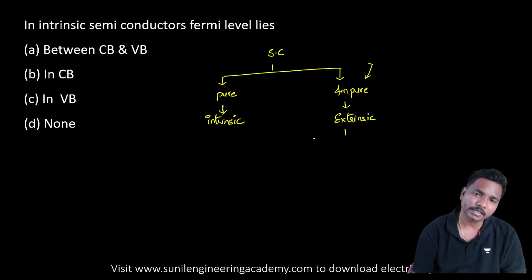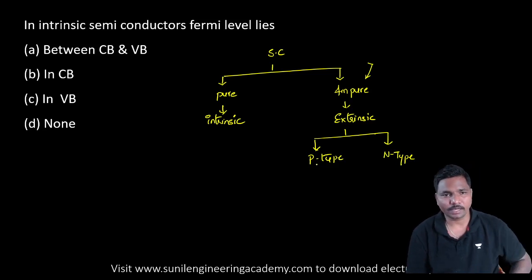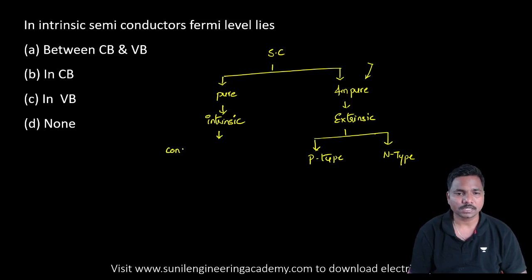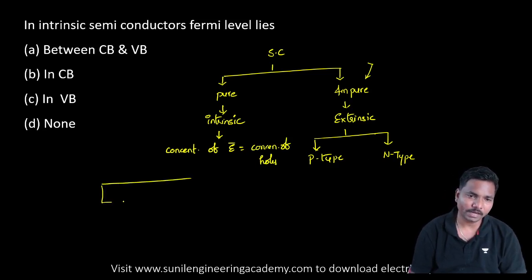In this extrinsic, if you add p-type impurities, it will become p-type semiconductor. N-type impurities, it will become n-type semiconductor. Okay, so in case of intrinsic, the concentration of electrons is equal to the concentration of holes. Both concentrations are the same. So whenever the concentration is the same, then the Fermi level lies in between.